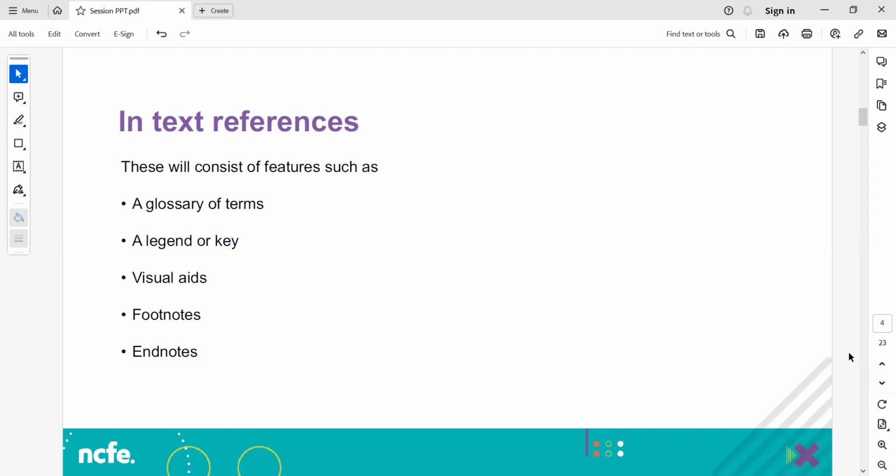So in-text references. Within a text that you are reading, there might be in-text references. And these are features such as those listed here: a glossary of terms, a legend or key, visual aids, footnotes, and endnotes. You might know what some or all of those are, but we're going to look at those together now.